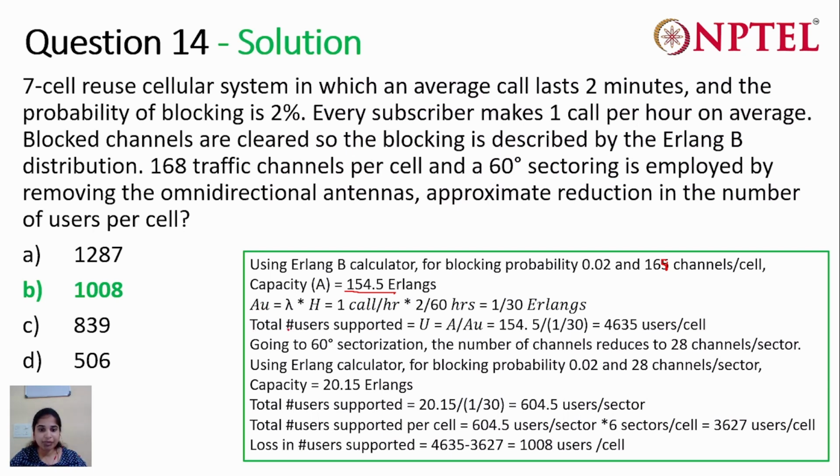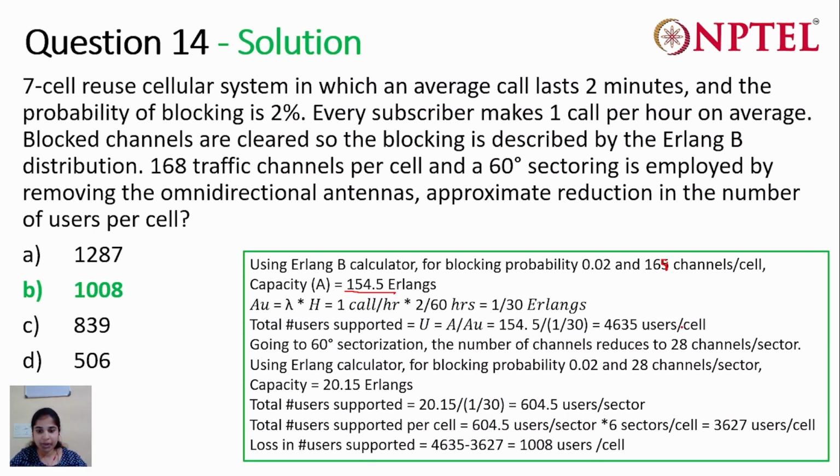Then, what we are finding for the omnidirectional antenna, how many users are we going to support? So lambda is given as one call per hour, and each call lasts for 2 minutes. So 2 by 60, it's 1 by 30 hours. So what is the total number of users we will support? 154 divided by 1 by 30. So 4635 users per cell we can support.